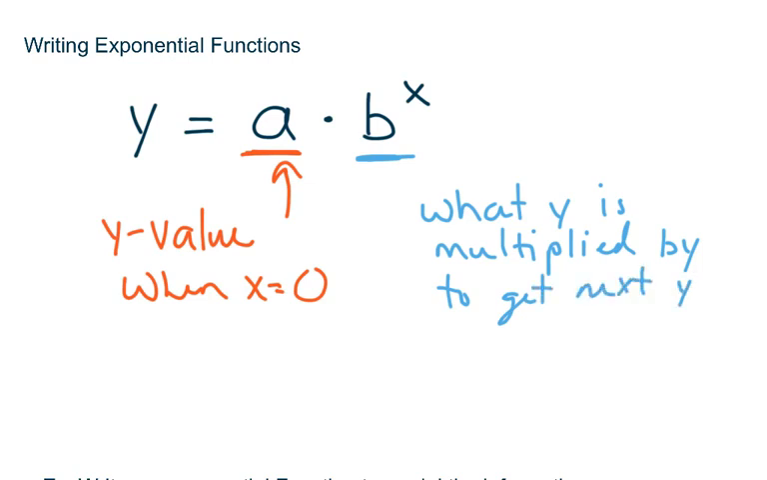Okay, so if we multiply by 2 as we go to the right, then our b value is 2. If we're dividing by 2, then our b value is 1/2. That might be something to note, and I've got an example where that does happen, so maybe we can write that down in just a second. So this, let me write that in pen. That one is what y is multiplied by to get the next y value.